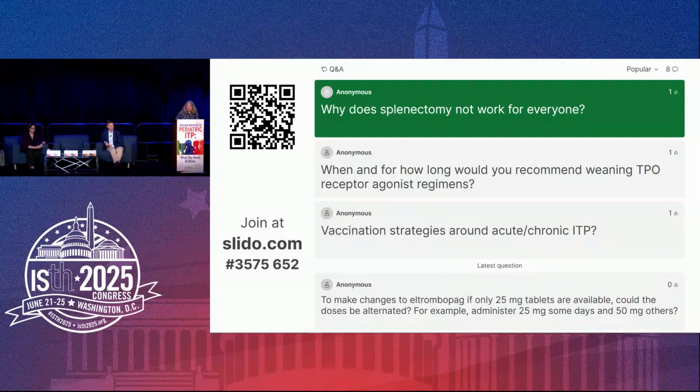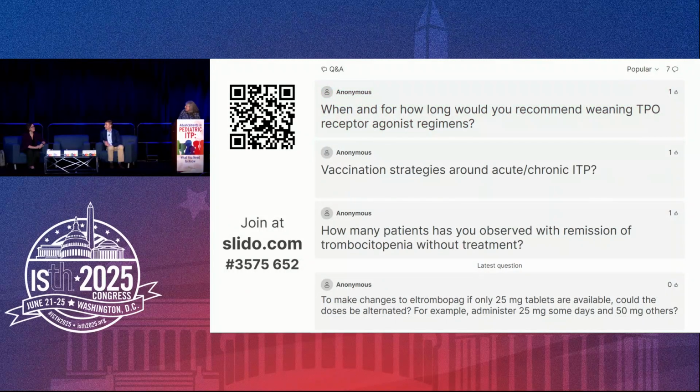So we now have in green the $1 million question. Why does splenectomy not work for everyone? Who wants to take a stab at it? Because it's not ITP. I think we've defined ITP as this homogeneous set of criteria, but there's probably a lot of non-classic ITP involved in our former diagnosis of ITP. So immune dysregulation plays a role in some patients. We can't provide the same treatment to every patient because they're not the same.